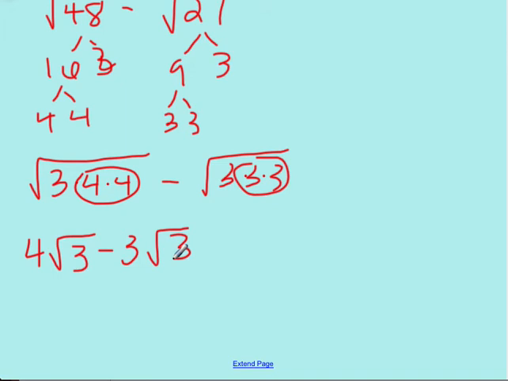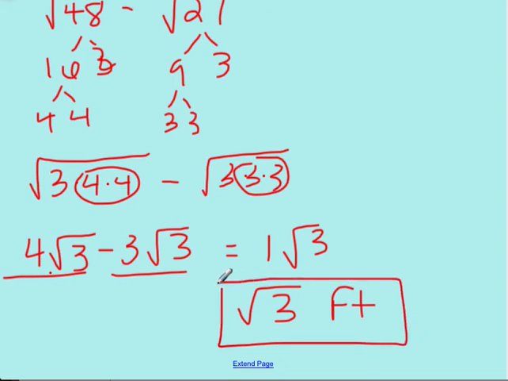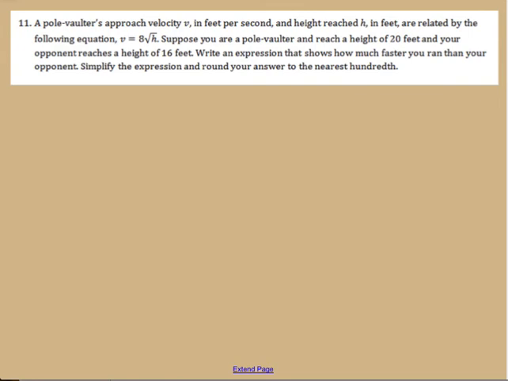So now I can subtract those. 4 square root of 3 minus 3 square root of 3 is going to be 1 square root of 3. Again, I can just write that as a square root of 3. And our label for the distance d is also going to be in feet. So I can see the square root of 3 feet farther than my friend. Next, let's take a look at number 11.